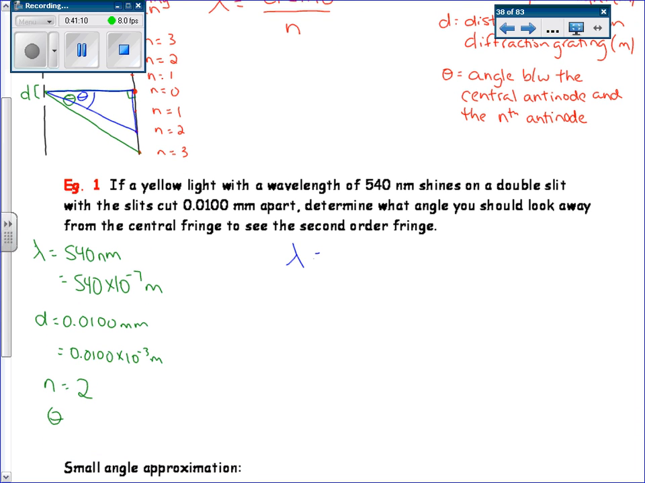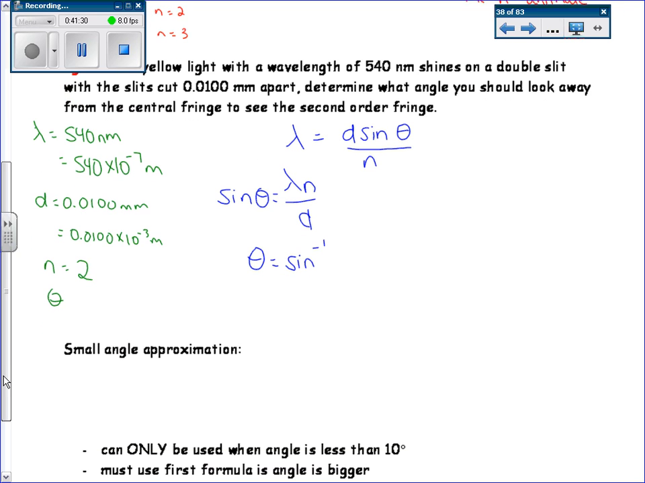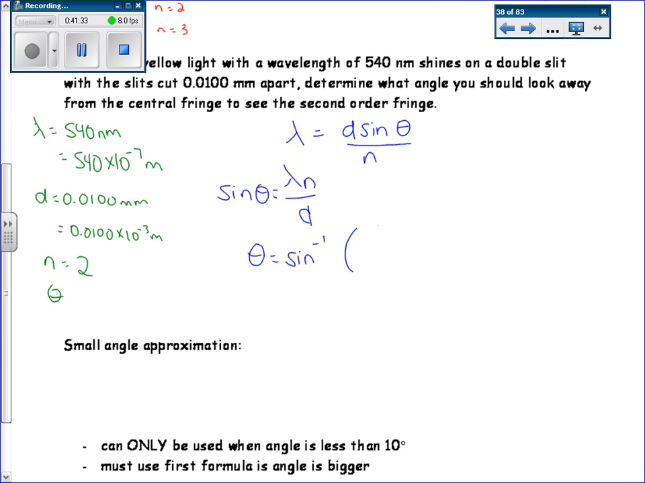So lambda equals d sine theta over n. So lambda times n divided by d is equal to sine theta. So theta is equal to inverse sine of 540 times 10 to the negative 9 meters times 2 divided by 0.0100 times 10 to the negative 3 meters. And you want to make sure you're in degree mode, not radian mode.